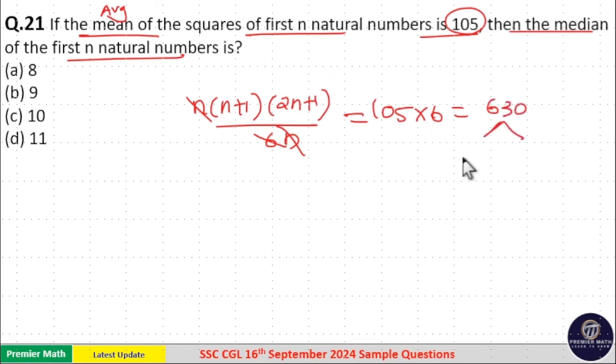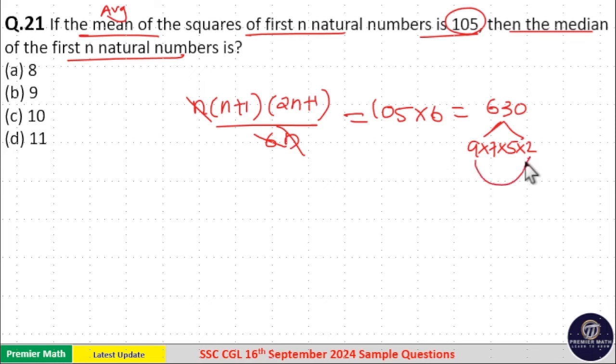If I take factorization, 9 into 7 is 63. 63 into 5 into 2 is 630. Now 9 into 5, 45. 7 into 2, 14. So 45 and 14. We cannot write it as n plus 1 and 2n plus 1. So take next numbers. That is, 45 and 14, too much difference. We cannot write it as n plus 1 and 2n plus 1.